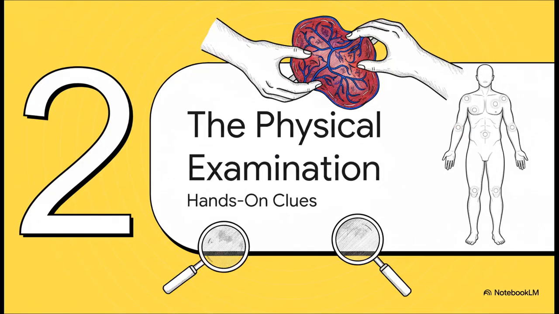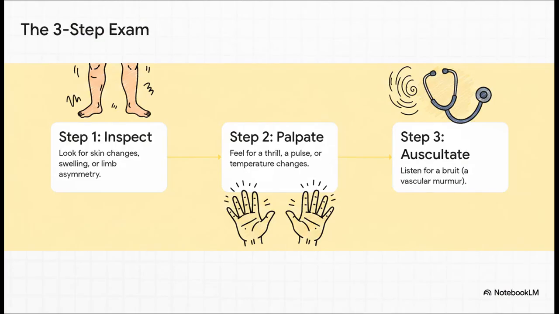So once you're pretty sure you're on the CVM path, it's time to actually examine the patient. Your hands and your stethoscope are going to give you some major clues that help us get to that next crucial step, classifying the lesion. Your exam is a really straightforward three-part process.